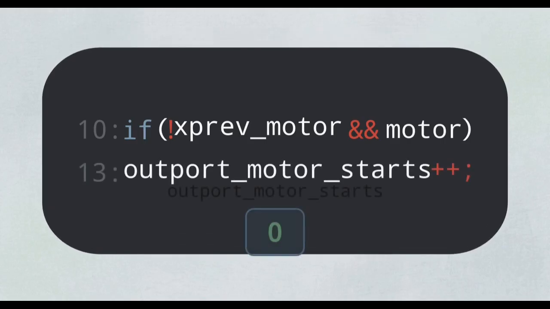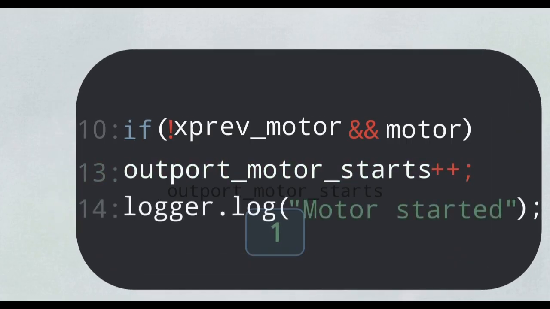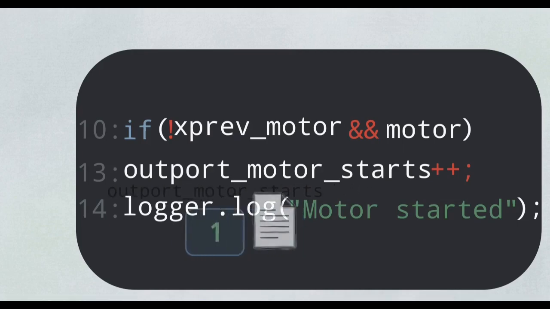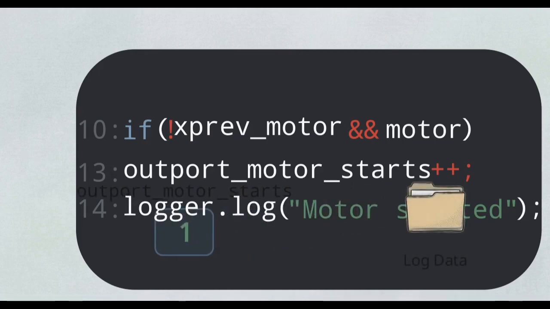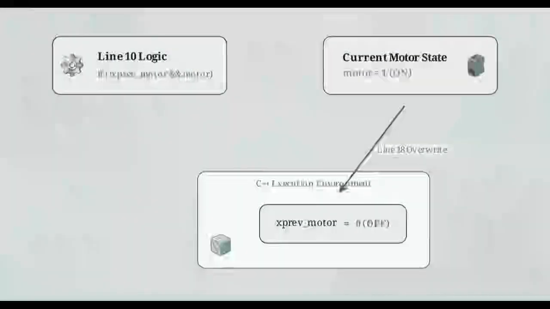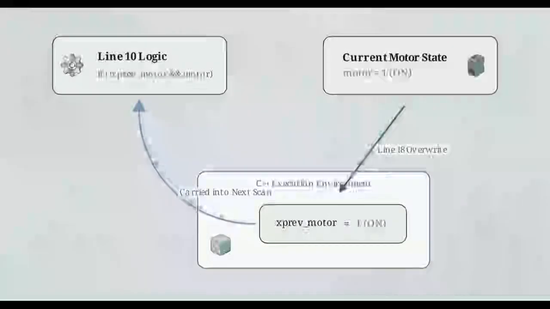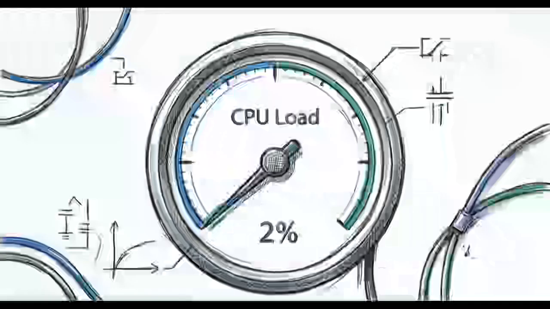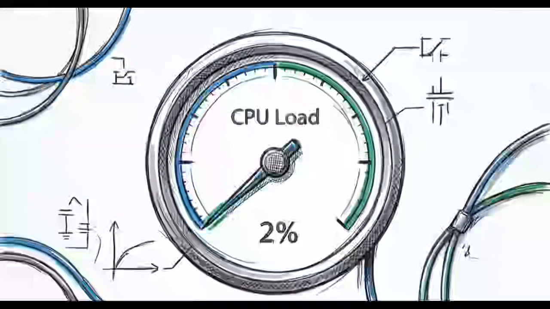When that condition is met, the execution flow moves to line 13, forcing the output motor starts integer value to increment by a count of exactly 1. Immediately after incrementing, the script hits line 14, which fires a call to generate the actual log data. To reset the system, we have to look down at line 18. Line 18 overwrites the xprevMotor variable with the current motor state. This effectively arms the system, prepping the logic for the next possible machine scan. By utilizing basic logical operators, engineers distill complex edge detection requirements into extremely lightweight, low-overhead C++ execution.